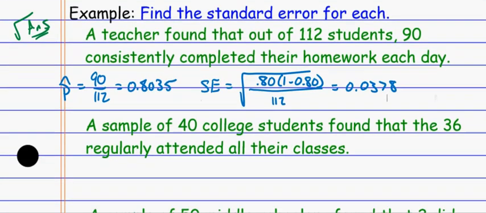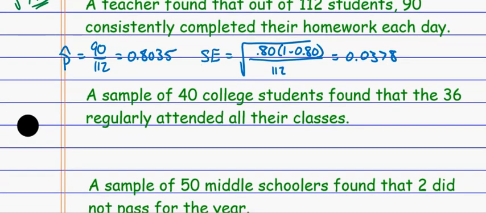Okay. If I look at the next one, again, it says a sample of 40 college students found that 36 regularly attend all their classes. And so again, the point estimate here is going to be the percent that I found, or the decimal that I found, from the proportion that I found from the actual data that I collected. And in this scenario, the actual data being collected is we found that 36 out of 40 students regularly attended their classes. And so my point estimate is based on that. And when I divide that, that gives me 90%, so 0.90, okay? And that's my point estimate.